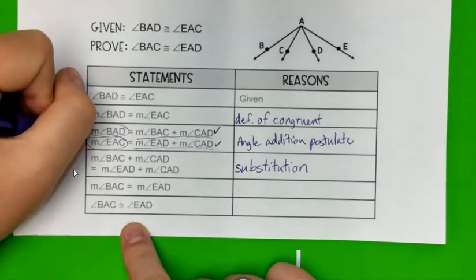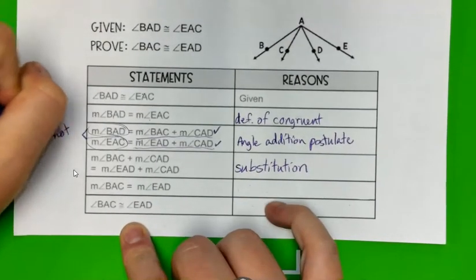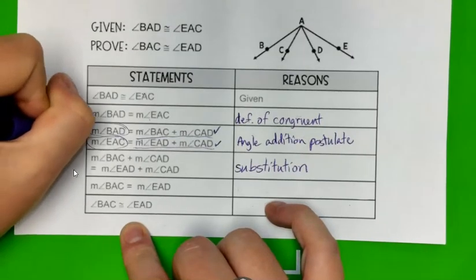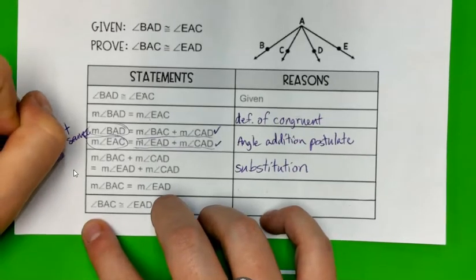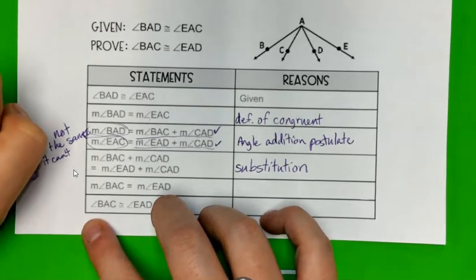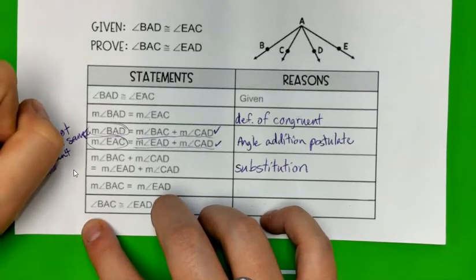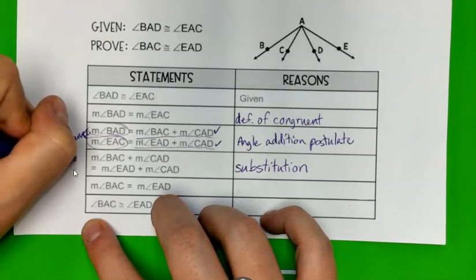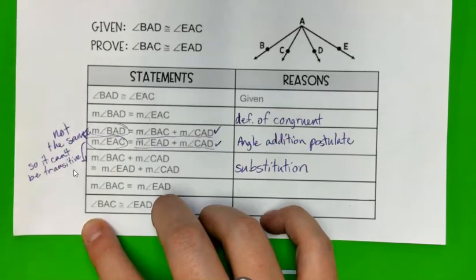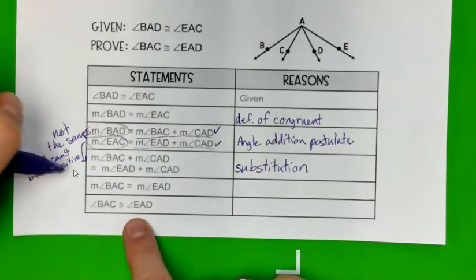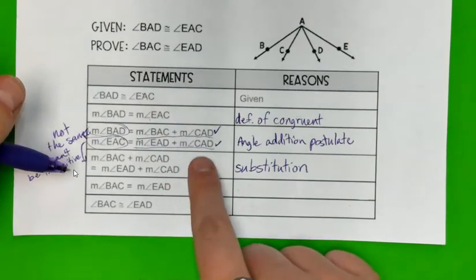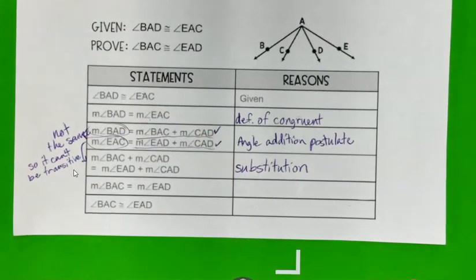Because these two are not the same, it can't be transitive. So this step right here cannot be transitive. It has to be substitution because these two angles are not the exact same.